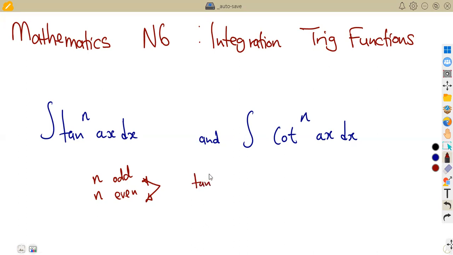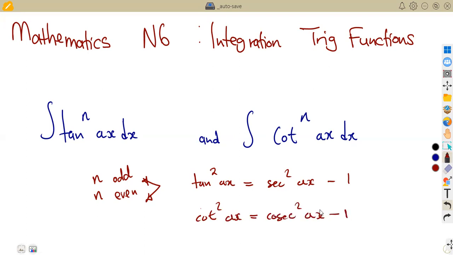From the tan squared ax, we know that tan squared of ax is equal to sec squared ax minus 1, and also cot squared of ax is equal to cosec squared of ax minus 1. This is what we know. So we are going to apply these identities, whether it's to the exponent of 5, or whatever power you're given. That's why I said for both, you're going to use these identities.